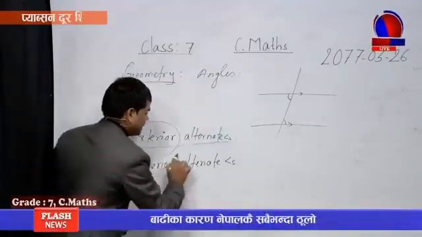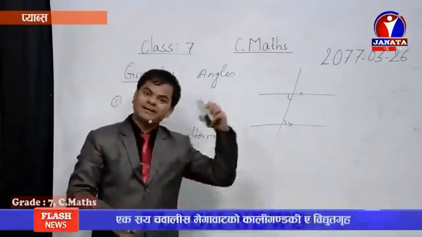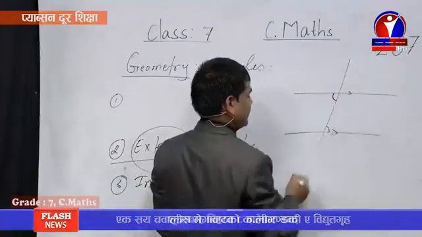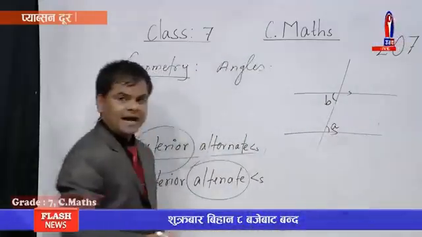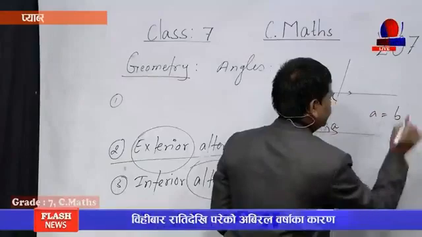Now what do we have to think? Alternate means one should be on the left hand side and the other should be on the right hand side. As this one is on the right hand side, this one is on the left hand side, so they are interior alternate angles. So A equals B at the time as well, dear student.